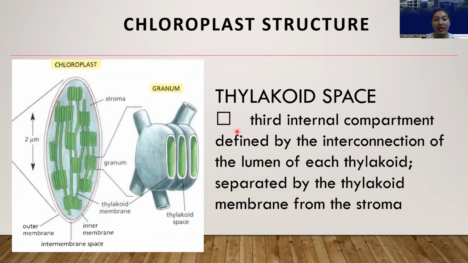Then the thylakoid space is the third internal compartment, di ba? So again, ang spaces sa mitochondria kay intermembrane space o matrix. Pero ang sa chloroplast naa siya'y intermembrane space, stroma, plus naa pa siya'y thylakoid space. By the interconnection of the lumen of each thylakoid, it is separated by the thylakoid membrane from the stroma.